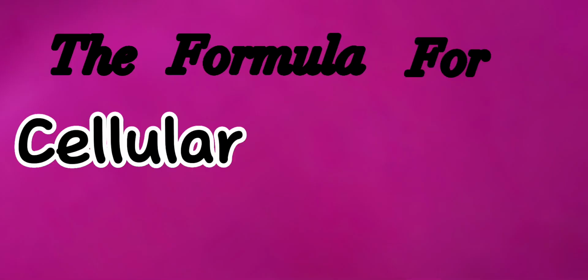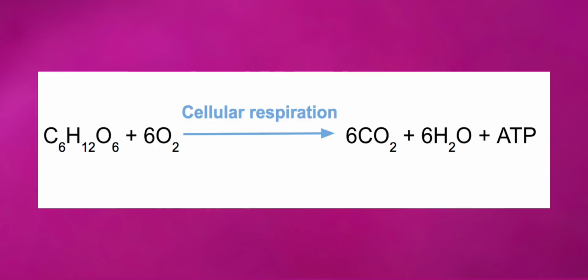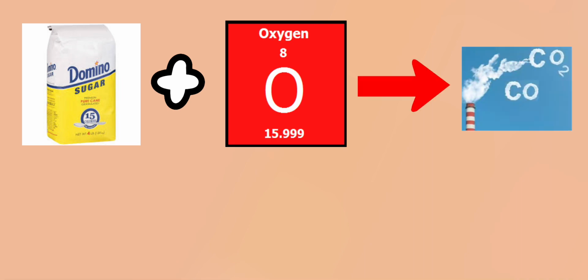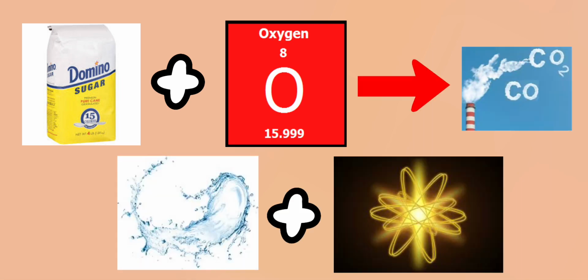The formula for cellular respiration is C6H12O6 plus 6O2, and that turns into 6CO2 plus 6H2O plus ATP. So that means glucose plus oxygen gas turns into carbon dioxide gas, water, and energy.